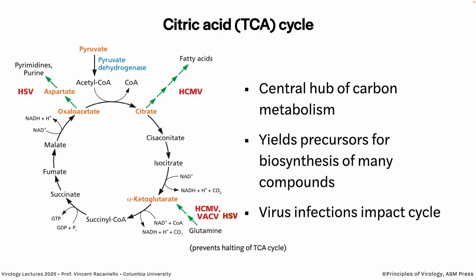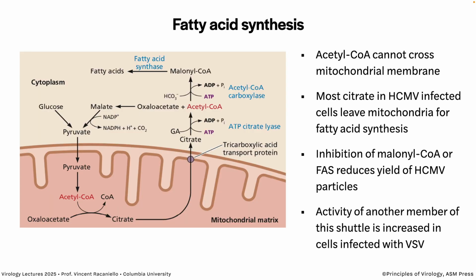Here's the citric acid, or the TCA cycle, which of course is a major hub of carbon metabolism. It gives you precursors for many compounds, and viruses impact this cycle in a major way. So the input, of course, is pyruvate, which then is converted to citrate and then converted to a series of other compounds, eventually leading back to citrate. And along the way, generates a lot of energy. Now, viruses tap into this pathway at multiple steps. So HCMV takes the citrate out of the cycle to make fatty acids, right? So there's your citrate there.